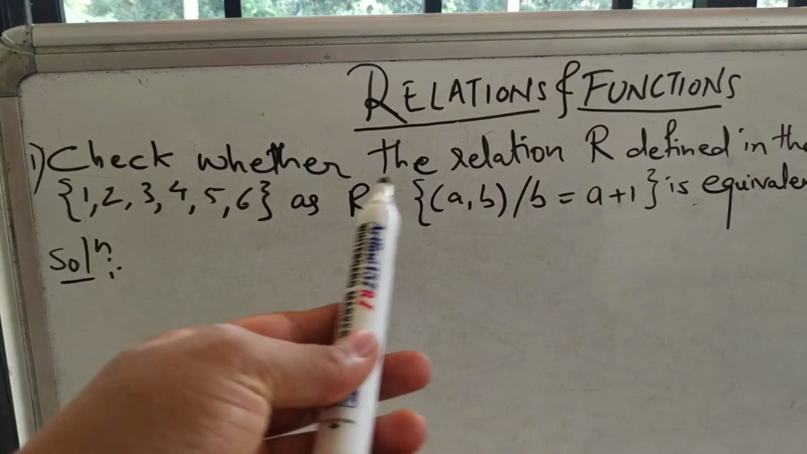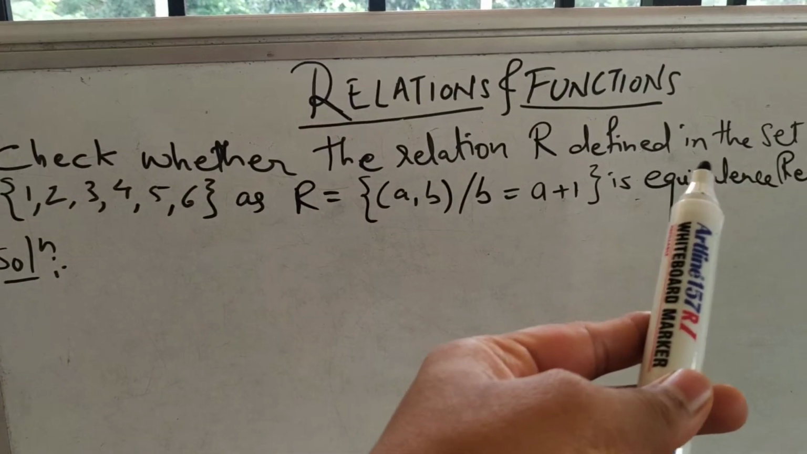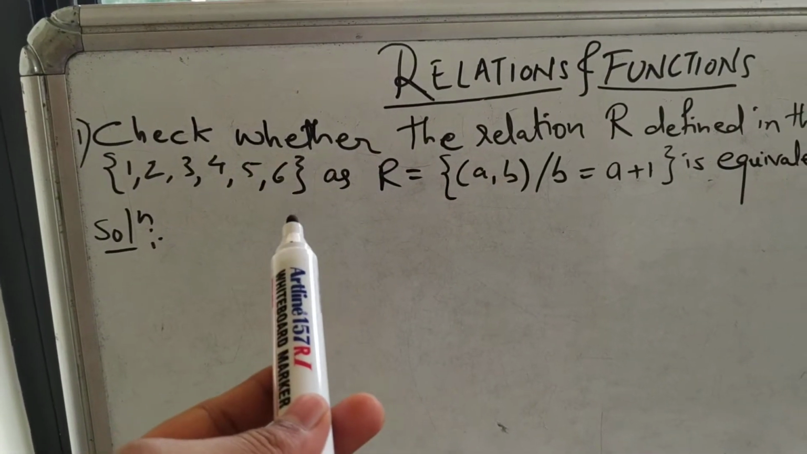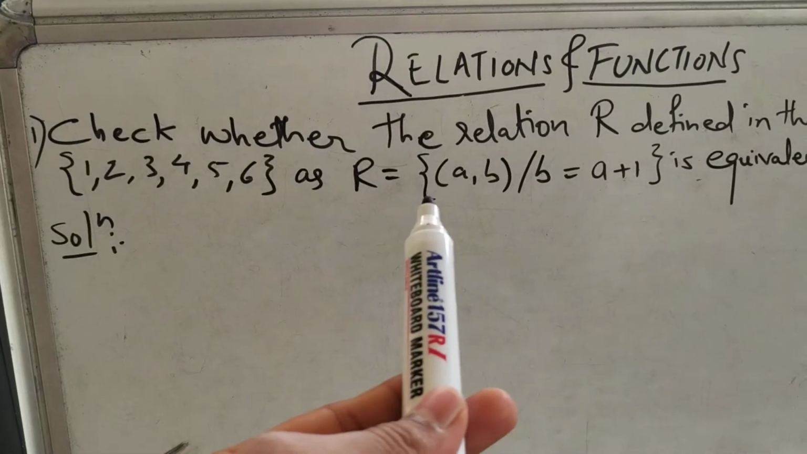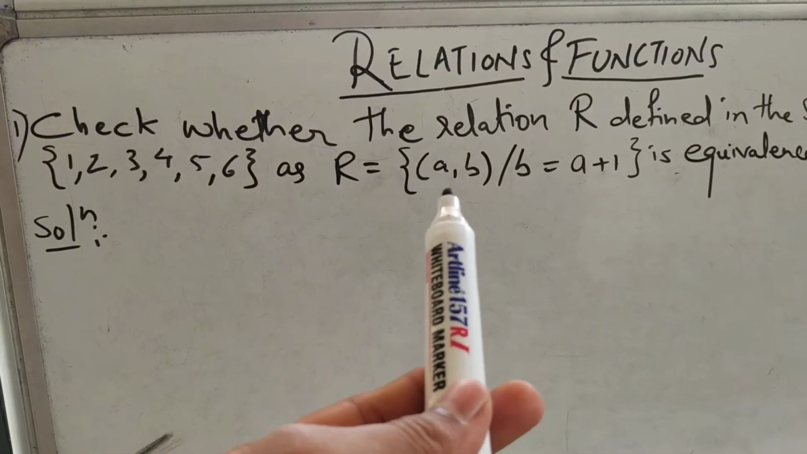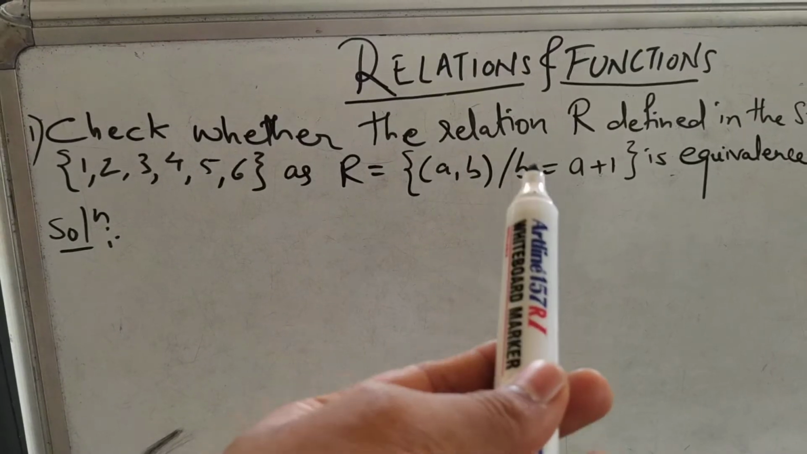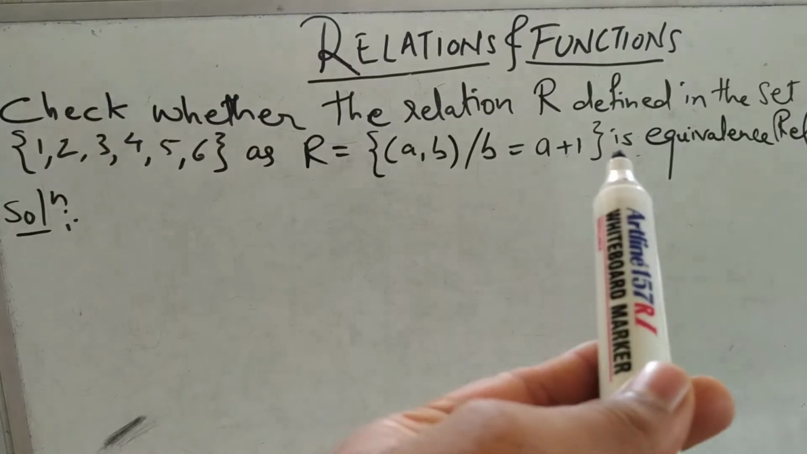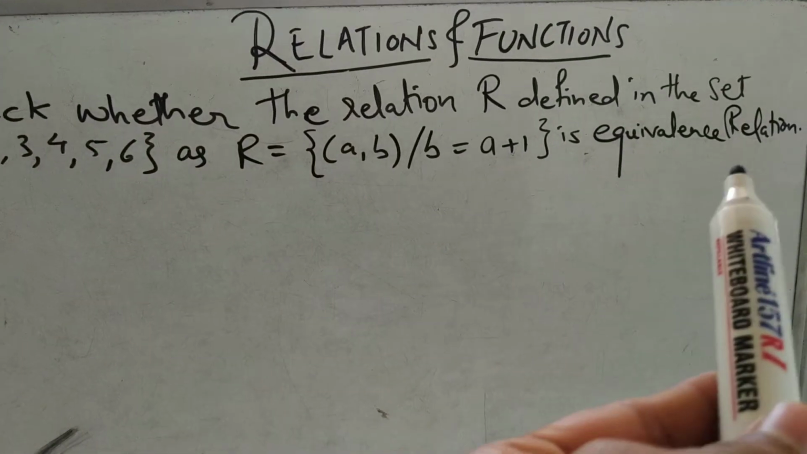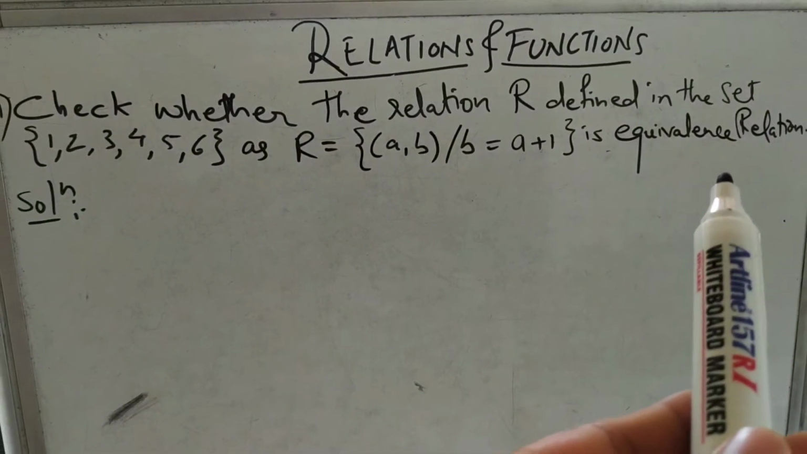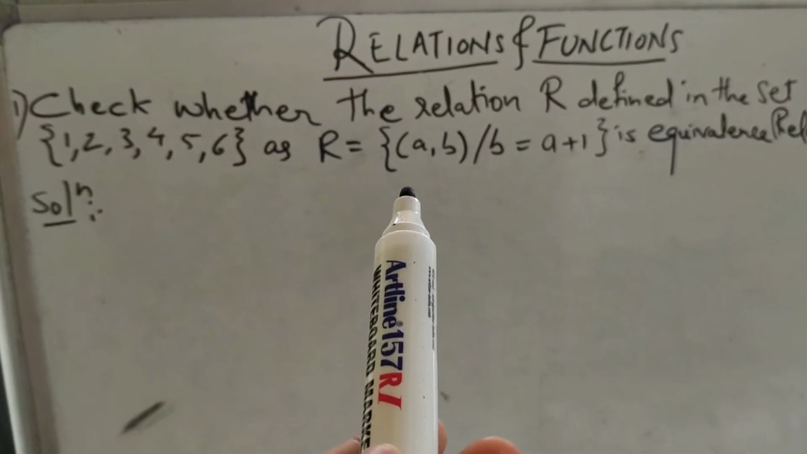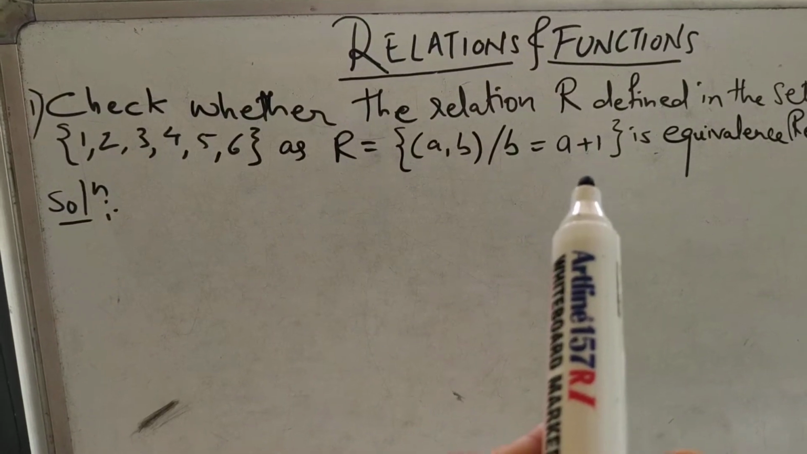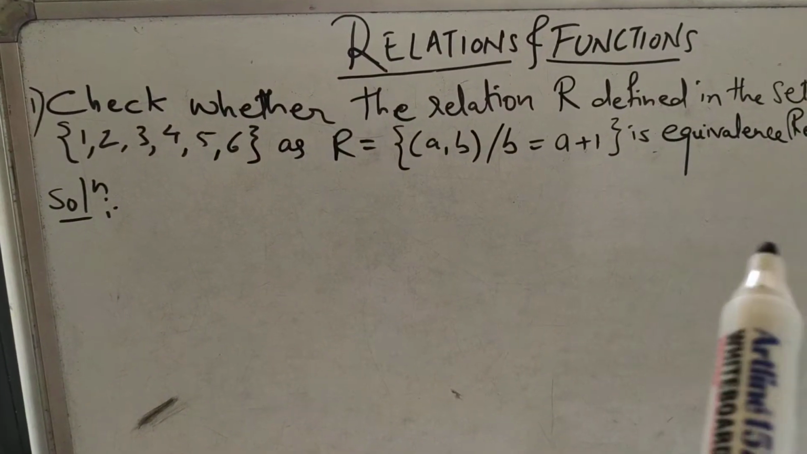Check whether the relation R defined in the set containing the numbers 1, 2, 3, 4, 5, 6, as R equal to the set of ordered pairs (A, B) where B is defined as A plus 1, is an equivalence relation. So in this question, R is defined as (A, B) where B is expressed as A plus 1. We have to check whether this R is an equivalence relation.